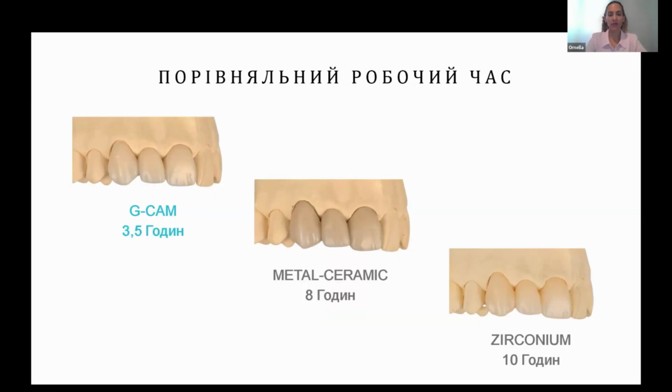About the working time, this is also rentability for the lab, and also for speeding up the process when we are doing our prosthetic in the lab. So it's important. This is a comparison of the same bridge made in different materials, G-CAM, metal ceramic, and zirconium, and the time that it takes us to finish the prosthetic. Finally, we can see that with the G-CAM, the time is reduced considerably, to 3.5 hours.